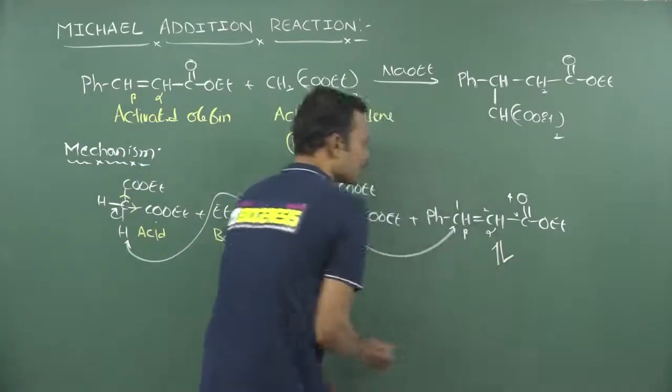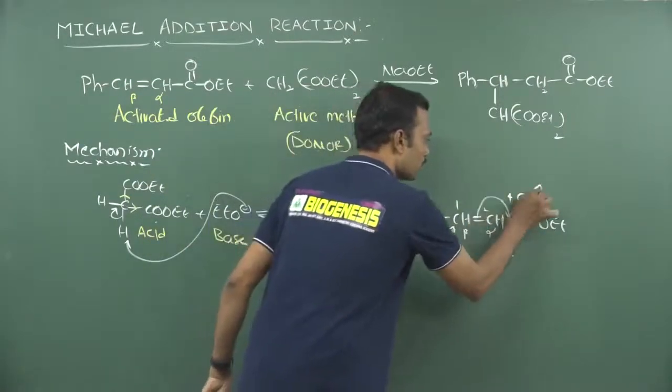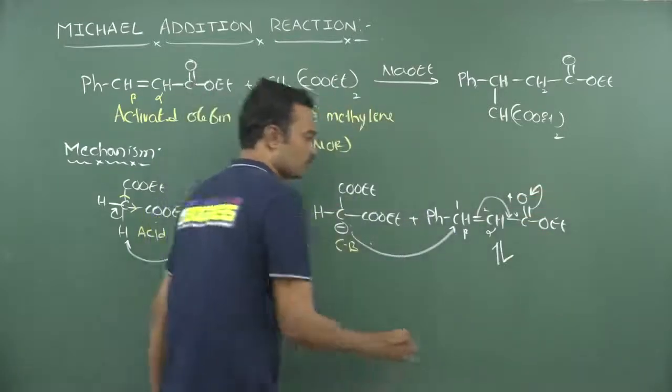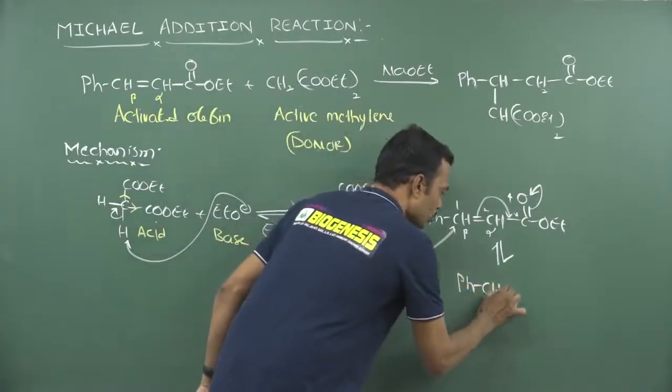So once it is added, this double bond will migrate. It will transfer its electron to oxygen. So can I write like this? Now this is carbon.